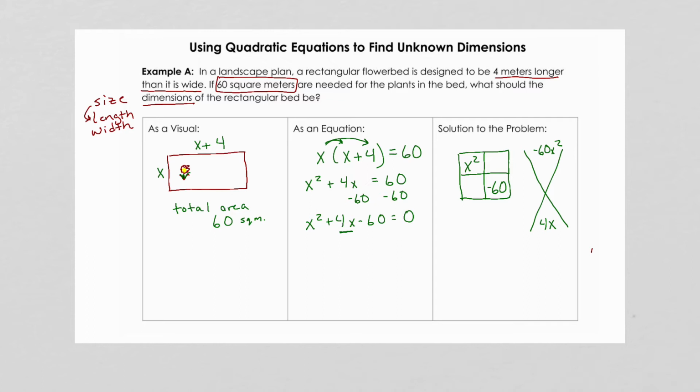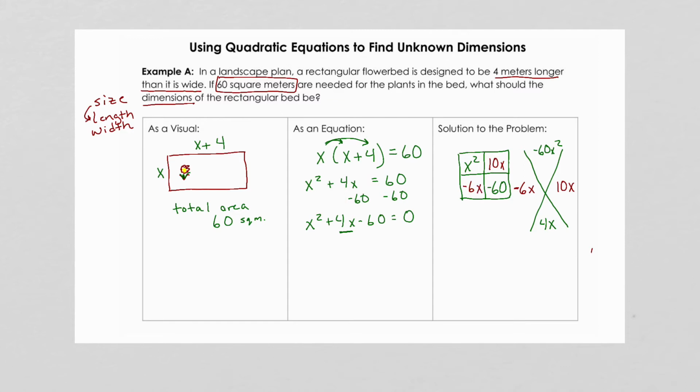So let's think, what are some factors of 60? I think 6 times 10 might work here, right? 6x, let's try it, and 10x. Okay, now I need to get a negative 60, so I have to make one of these negative. My 4x needs to end up being positive, so I think I'm going to make the 6x negative here. All right, I think that will work. Let's put those in, 10x and negative 6x.